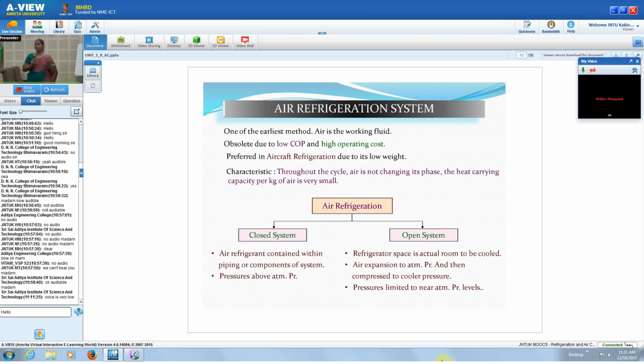So that's why there are a number of disadvantages also. We'll see all these later.